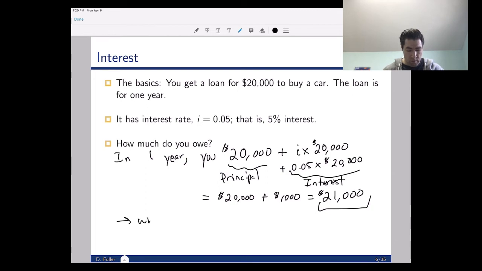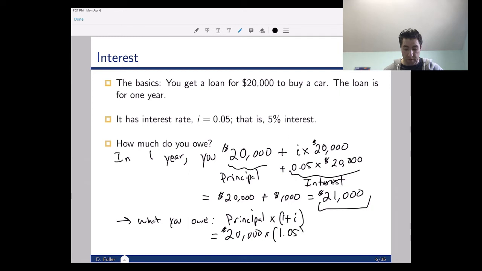Okay, so just a few ways that we're going to write this. So what you owe, we're typically going to write as the principal times 1 plus I, which in our case would have been 20,000 times 1 plus 0.05 or 1.05, which if you check that out is still going to equal the $21,000. So very simple breakdown here of how we figure out what it is that we owe when I take out a loan at a specified interest rate.